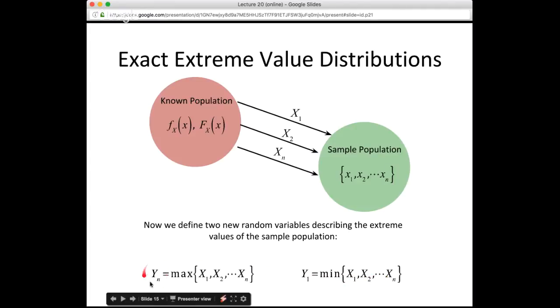So we've got these two new random variables, Yn and Y1. And our goal then is to derive probability distributions for each of these, given that we know the probability distributions for the population from which we sample. So we're trying to relate the known probability distribution from the original population to the extreme values, Yn and Y1, that we're sampling in any subset of samples we collect from that population.